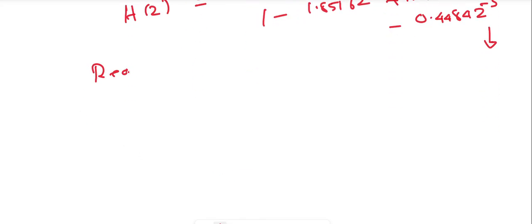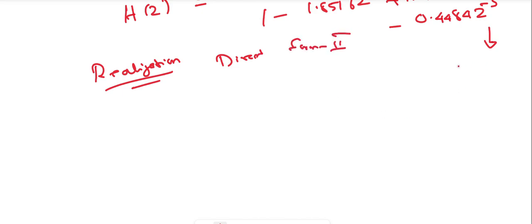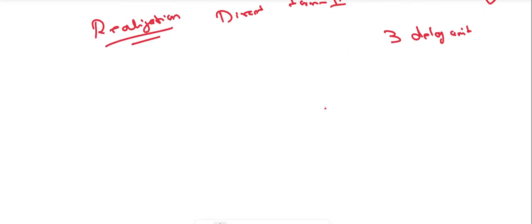The final step is realization, direct form 2. So 3 delay units are required. Z inverse, Z inverse, Z inverse.